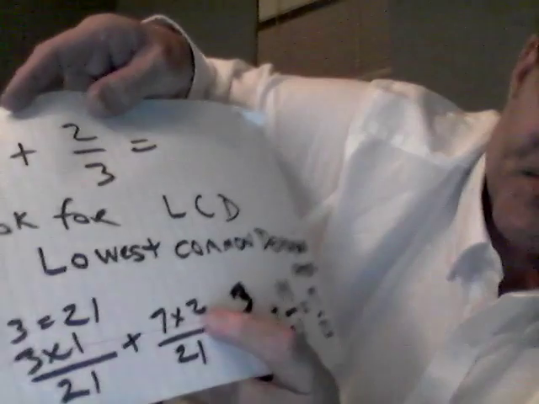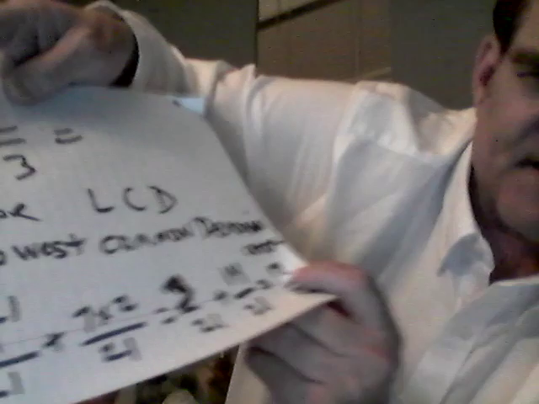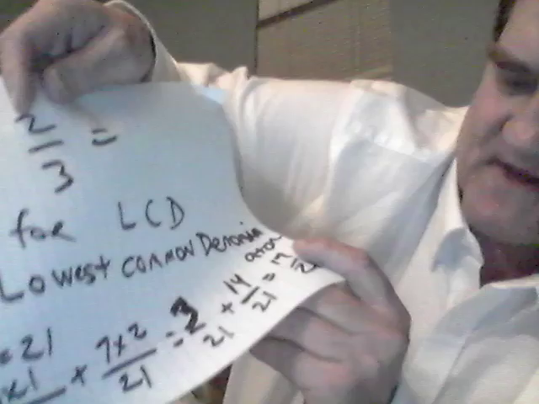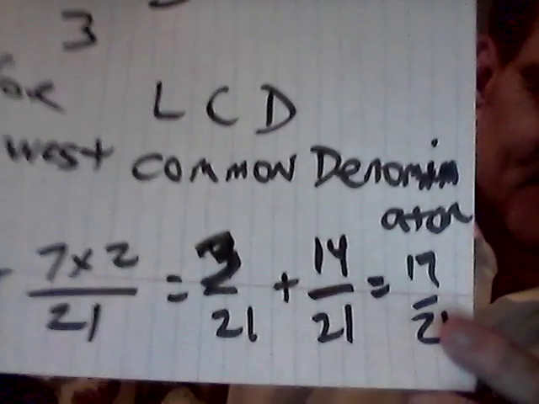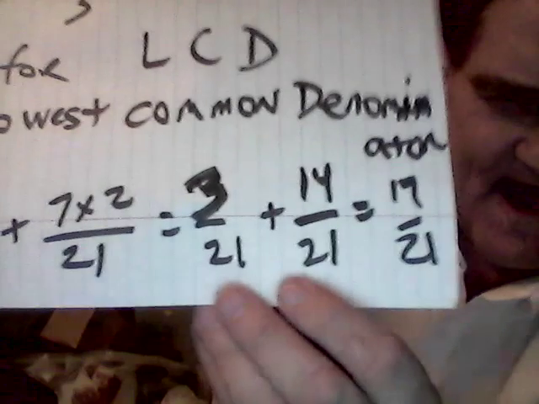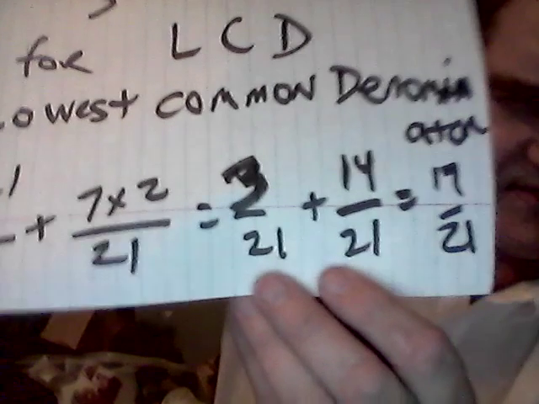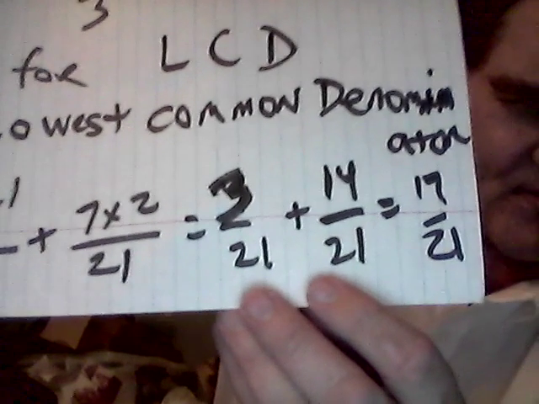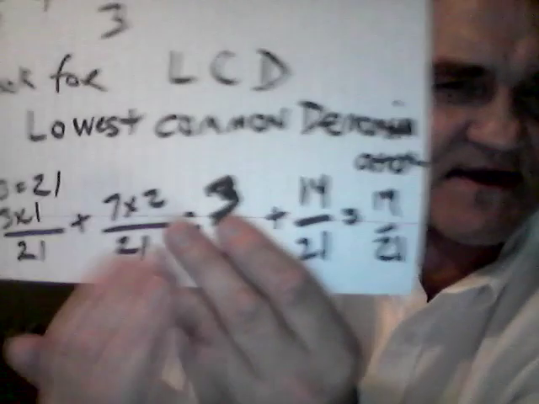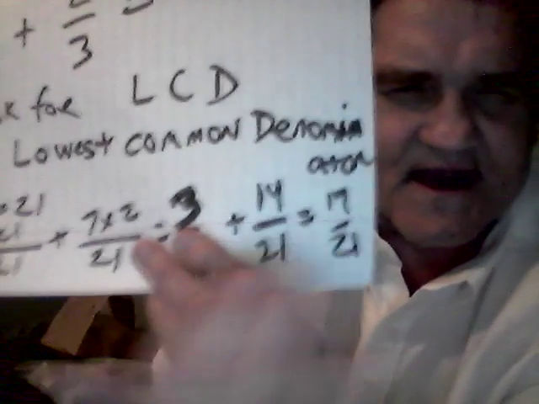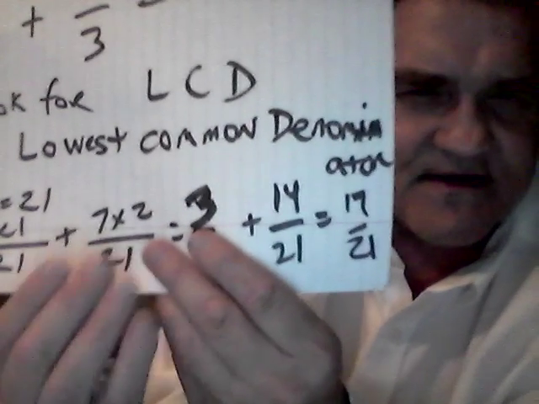3 plus 14 gives me what? 17. Aha! 17 over 21. There you go. That's my answer. Let me bring it a little closer so you can see how I added it all up. And I hope you can follow along what I'm doing there. 17 over 21 is your answer. But do you see how I got that? That denominator is the key. Getting the common denominator in line so you can add.